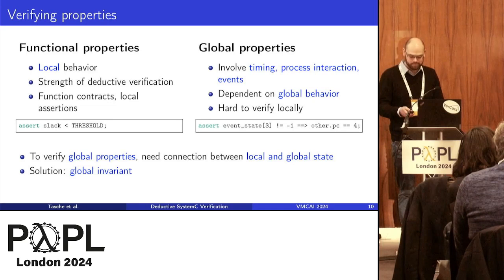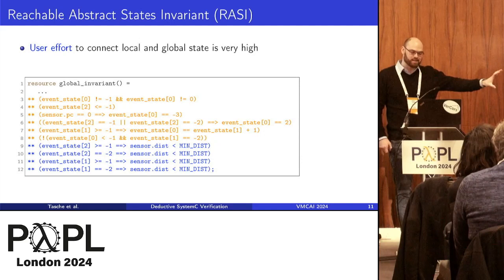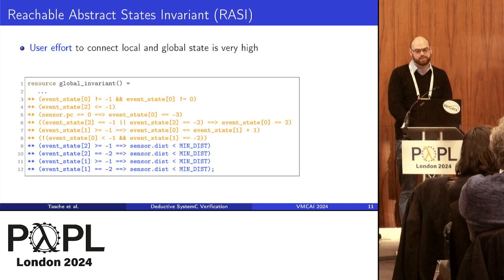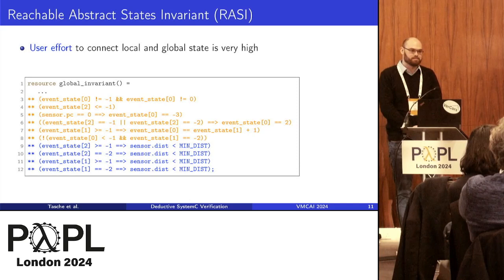This is an example of such a global invariant. And you might be able to see here, highlighted in blue, there's a part of this that looks quite structured, which is directly related to the property that this allows us to prove. However, there's also a lot of random-looking invariants in orange above it, which please don't try to understand.